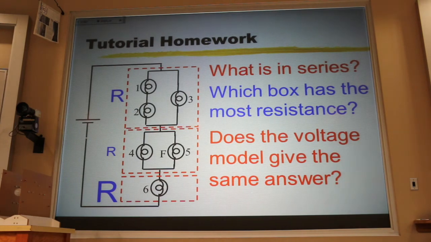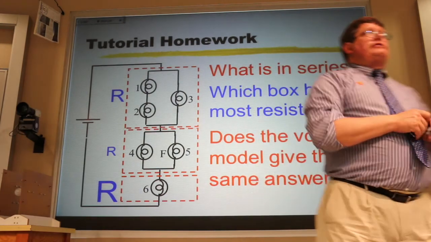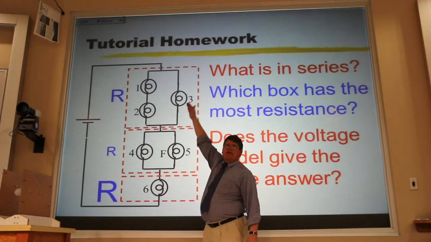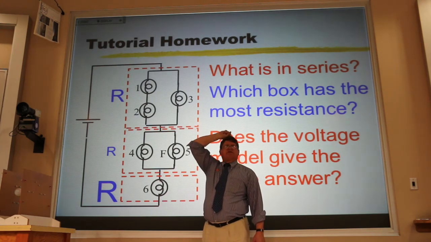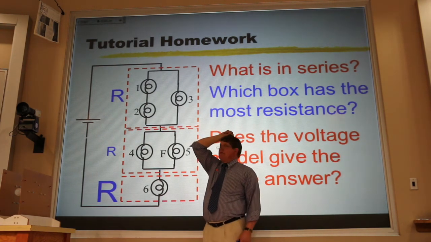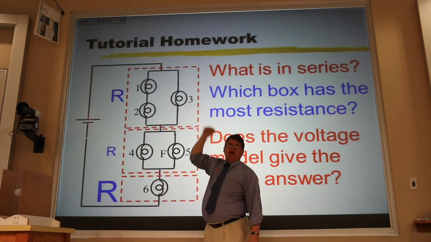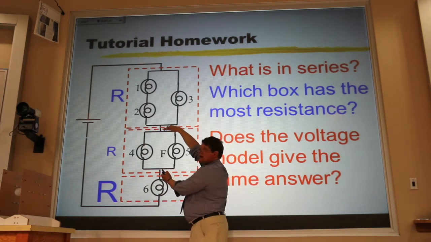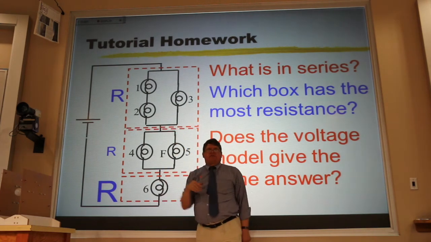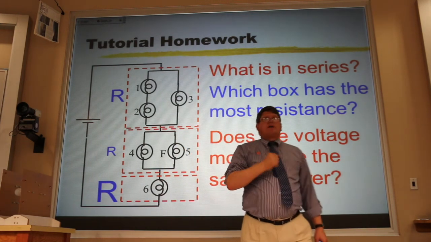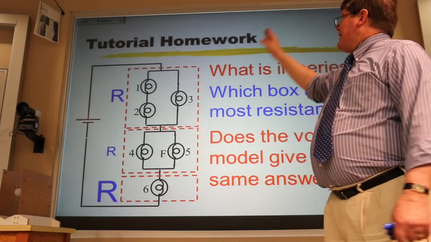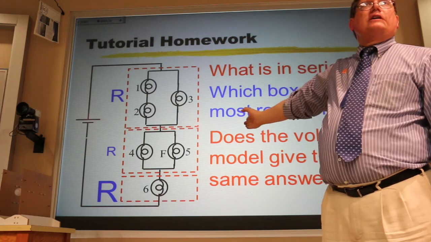But when I try to compare bulb 1 to bulb 4, I run into a pizza problem. If I think of the voltage across that top box as a medium pizza, a mama-sized pizza, 1 gets half of those volts. If I think of the voltage across this box as a baby-sized pizza, a small pizza, 4 gets all of the volts across that box. Okay? So I got half of a medium pizza versus all of a small pizza.